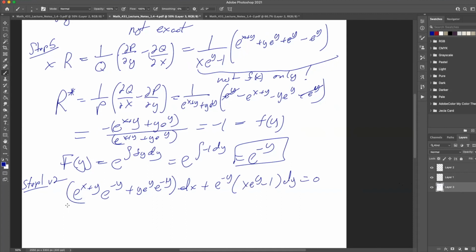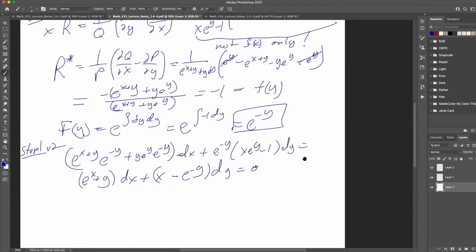All right, so let's do this again. Let's simplify it first. If I simplify, this just becomes e to the x plus y times dx, because this will cancel that, this will cancel that. Plus, this will cancel that, so I'll have x minus e to the y times e to the minus y, so that cancels, and then this is just here. This is all by dy equal to 0.